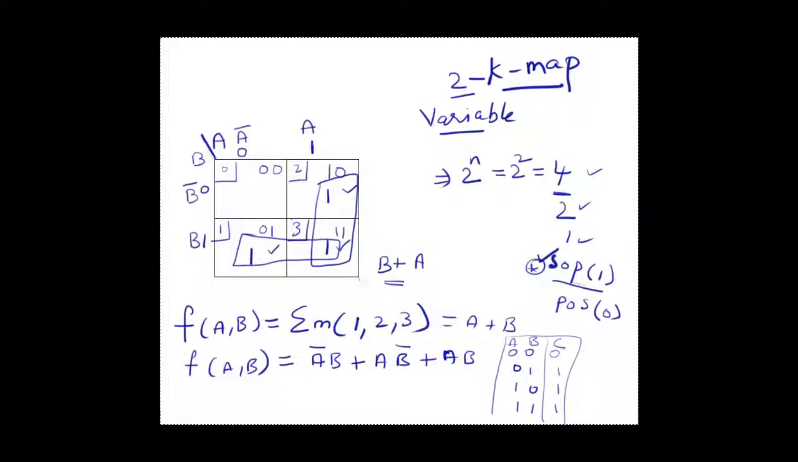So these are the three different formats of asking a question. They can ask in any other form too. So this is all about the two variable K-map.